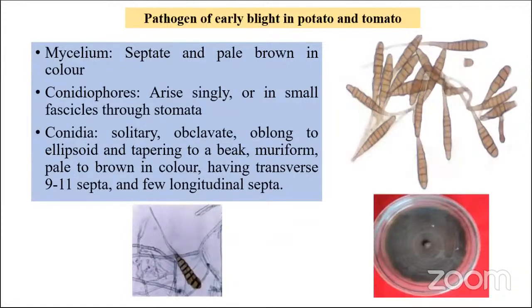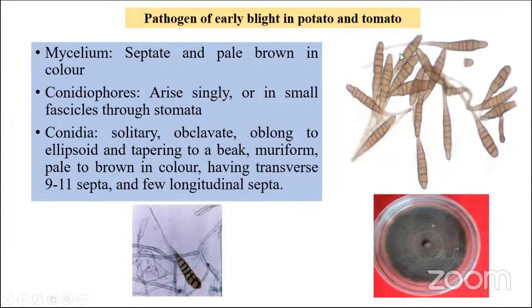Okay. Now coming to the pathogen of early blight of potato or tomato, that is Alternaria solani. You can see on the right side in the picture the spores, or conidia, of Alternaria solani. The mycelium of this fungus is septate and pale brown in color. Conidiophores arise singly or in small fascicles through stomata. The conidia are solitary, obclavate, oblong to ellipsoid, tapering to a beak, muriform, pale to brown in color, having transverse 9 to 11 septa and few longitudinal septa.